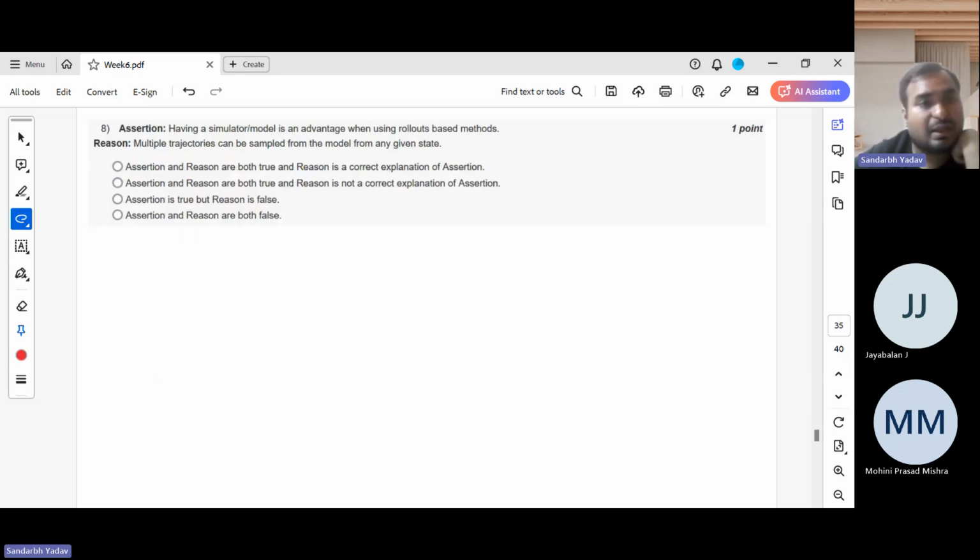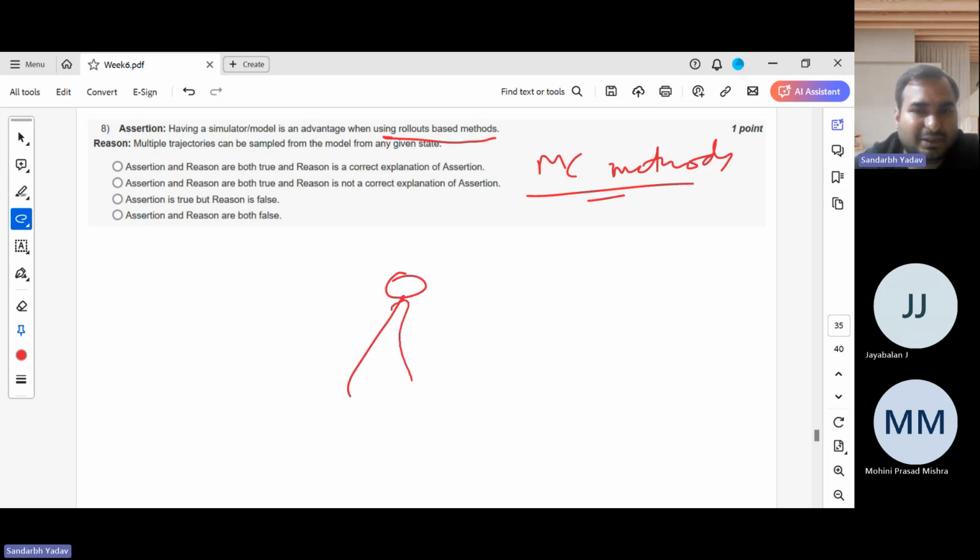Now the question is: having a simulator or model is an advantage when using rollout-based methods. Rollout-based methods are MC methods basically. Rollout-based methods came before MCTS and all, but you can consider MC as one of the rollout type of methods. We are generating different trajectories, and having a simulation model helps us.